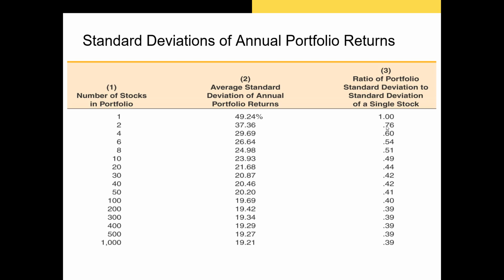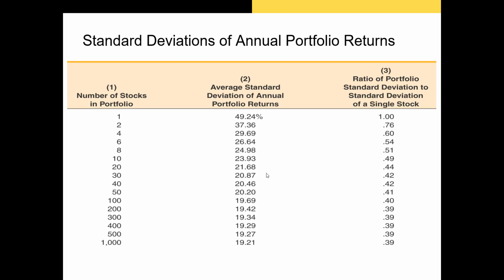And just in proportional terms, 37.36% divided by 49.24% is 76%. So we've decreased the risk of this portfolio by about 24% by simply adding another stock to our portfolio. Now, as we add more and more stocks, what you're going to see is that our standard deviation, the total risk of our portfolio, is going to fall and fall and fall.